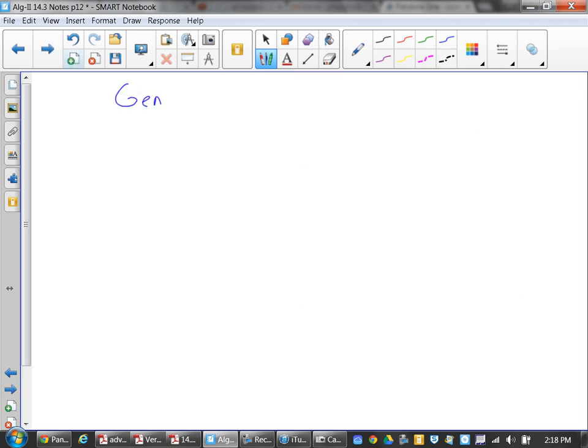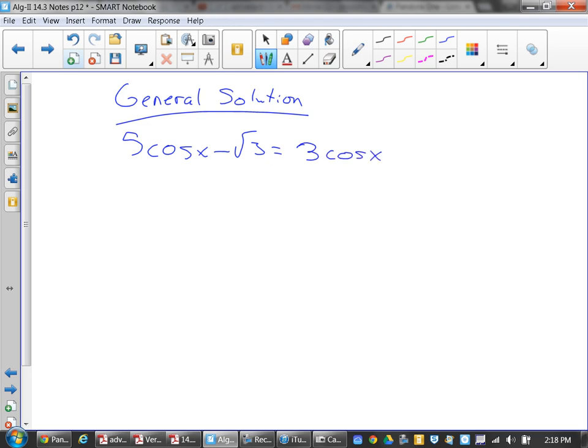General solution. Finding general solution. 5 cosine x minus root 3 equals 3 cosine of x. I'm going to solve for x with the general solution.